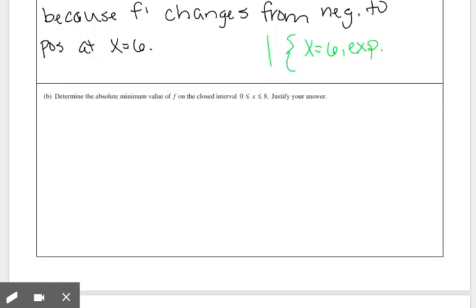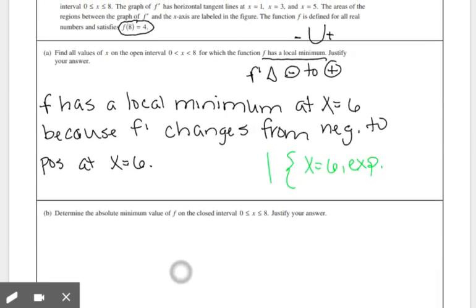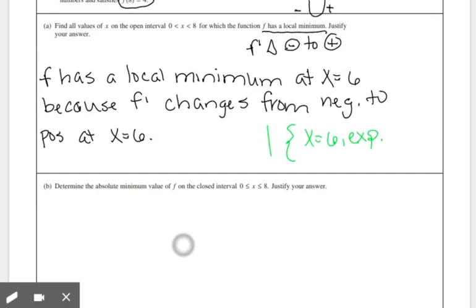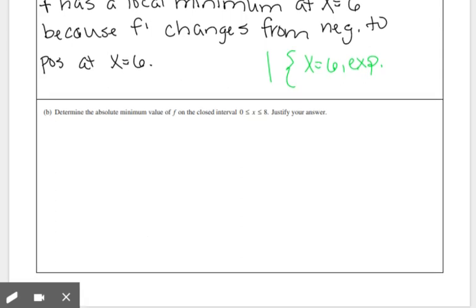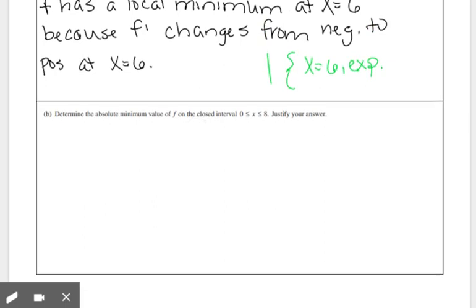Part B says determine the absolute minimum on the closed interval from 0 to 8. Well, in Part A, we found the location of the only local minimum. So now the only difference between local and absolute is we have to analyze the endpoints also, because we could have the absolute minimum at one of the endpoints. So we're going to go ahead and make a chart first, a table of x and f of x values. And we know we're going to do 0, 6, and 8. 0 and 8 are the endpoints, and 6 is the only location of a local minimum.